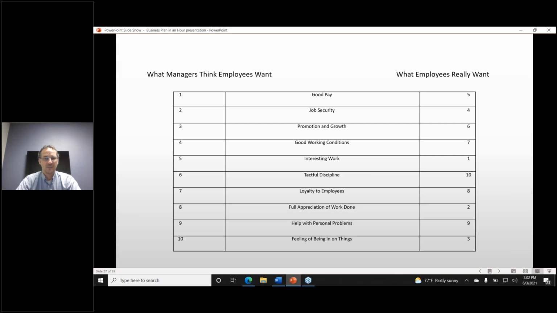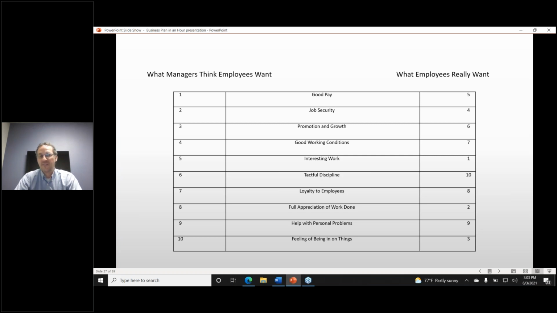Interesting work. Look at this. Employees want interesting work. If you can't keep them engaged in what they're doing, it doesn't matter what you pay them, they're going to be out the door. Number 2 for employees is full appreciation of work done. If they have interesting work and the managers are giving them verbal feedback and positive feedback, that's what employees want. Employees want a feeling of being in on things.